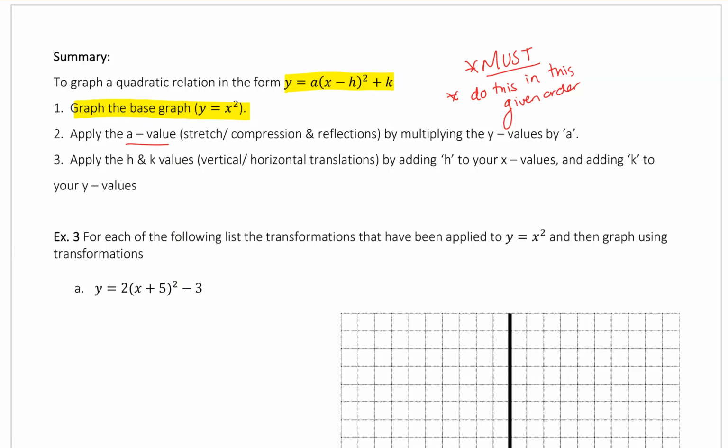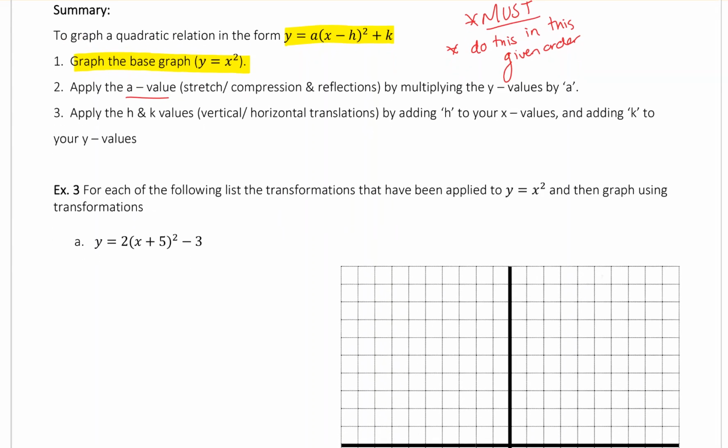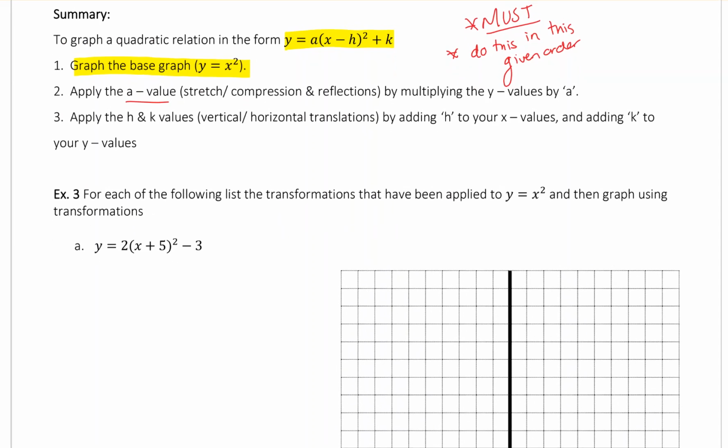And then you're going to apply the h and the k values at the same time by adding h to your x values and adding k to your y values, and we've already done that. But let's do this all in one example so we can have something to reference. So here's our equation. The first thing I recommend that you do is list all of your values.